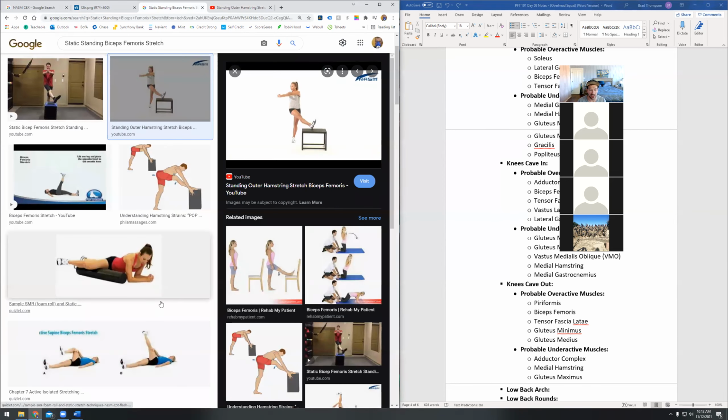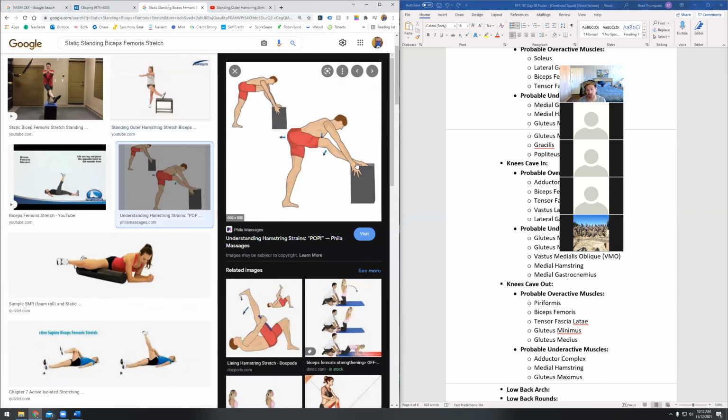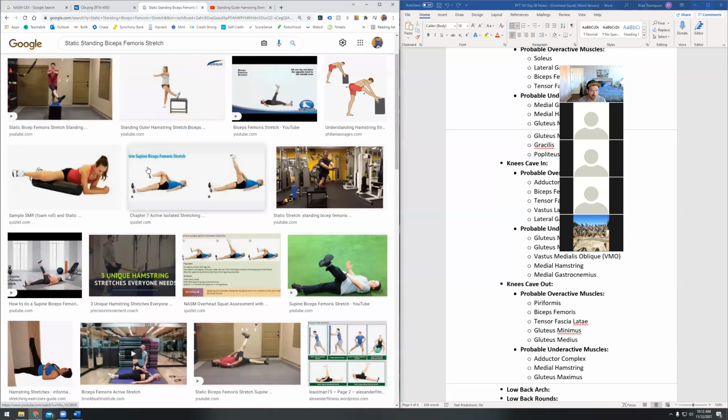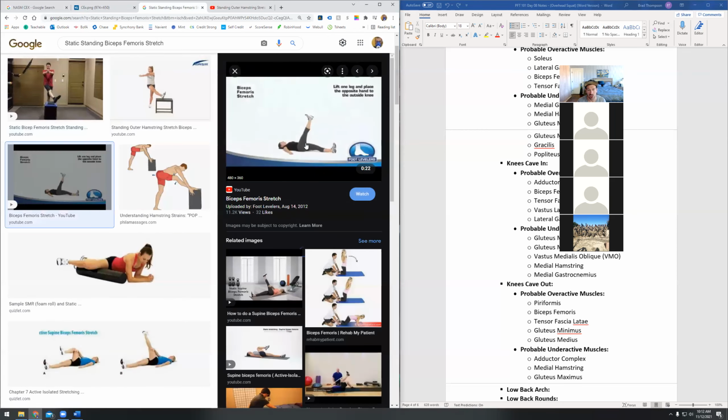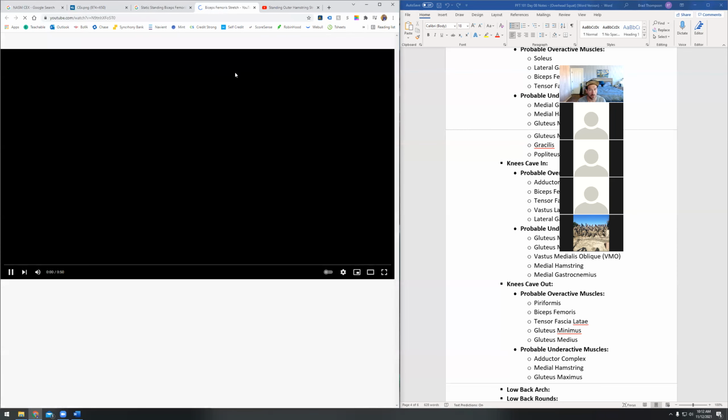You could also do this laying on the ground. Just don't do it with your foot pointed like this. You'd want to keep your toe flexed back towards you. But again, you can see that internal tibial rotation, which is the opposite of the external tibial rotation. You could also do this version here.